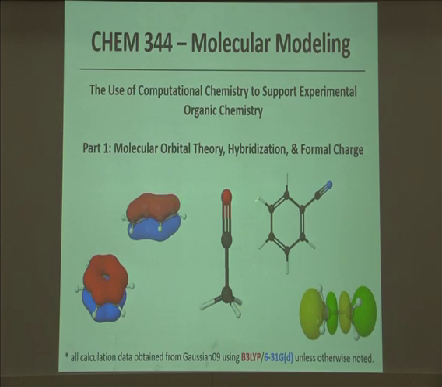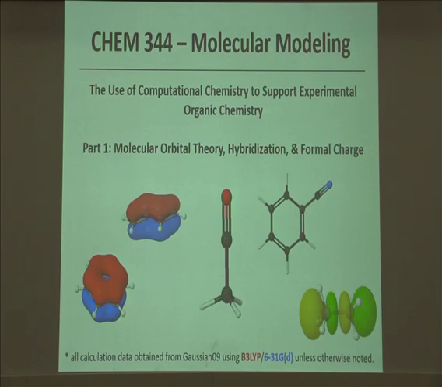It's going to spend some time talking about hybridization, and we're going to take an in-depth look at formal charge and how all of these things can be viewed and understood in the context of molecular modeling. All the calculations I'm going to show you are using a program called Gaussian 09, using an interface called WebMO, which is a front end that works with Gaussian 09 to perform these calculations. And unless I note otherwise, I will be using a B3LYP calculation, which is the type of calculation being done, and a 6-31G basis set. There's more information about that coming in this lecture, as well as in the laboratory manual.